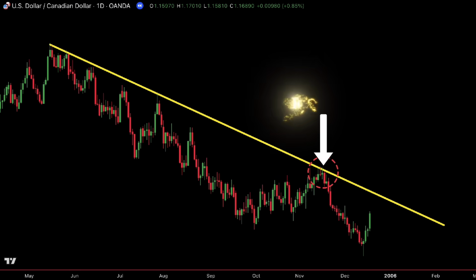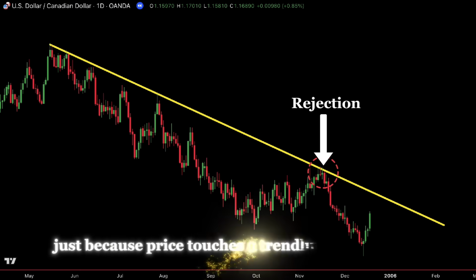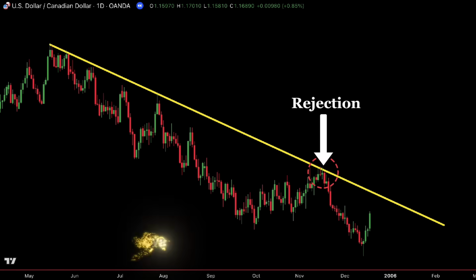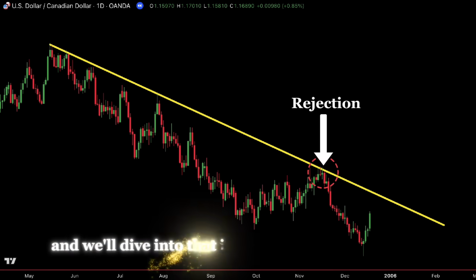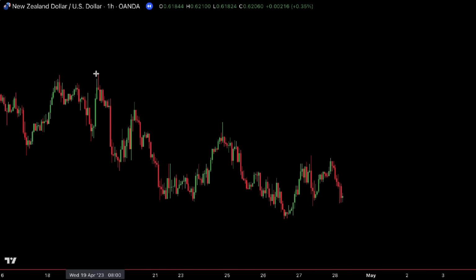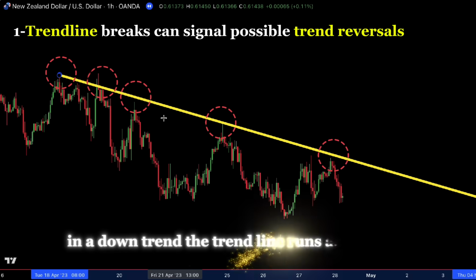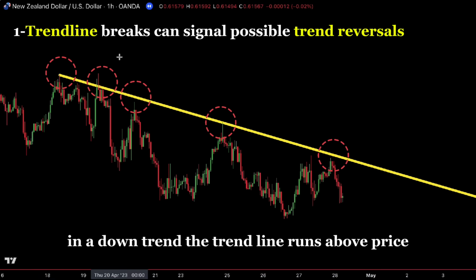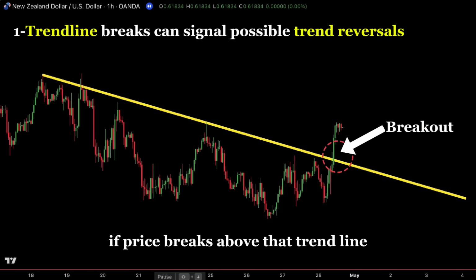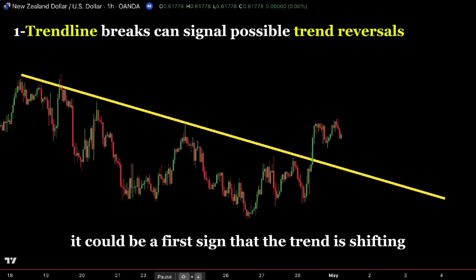But here's a golden rule. Never enter a trade just because price touches a trend line. Always wait for confirmation, and we'll dive into that in just a minute. Reason number 2, trend line breaks can signal possible trend reversals. In a downtrend, the trend line runs above price. If price breaks above that trend line, it could be a first sign that the trend is shifting upward.